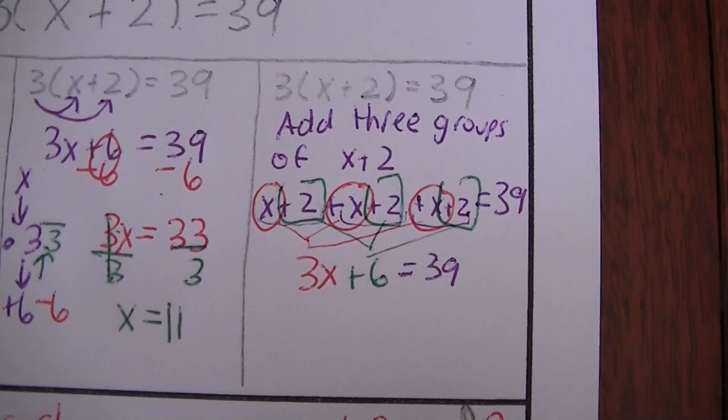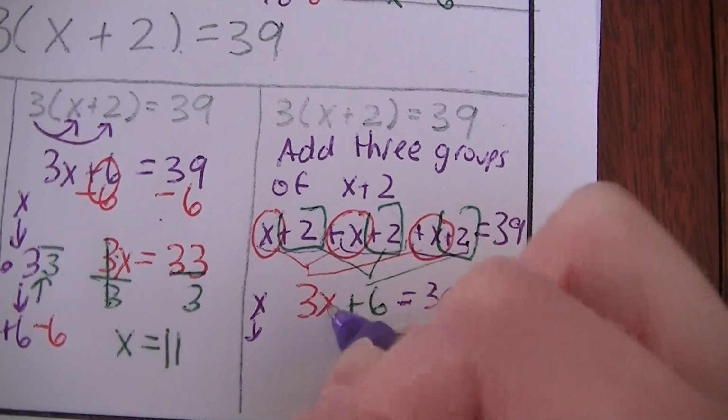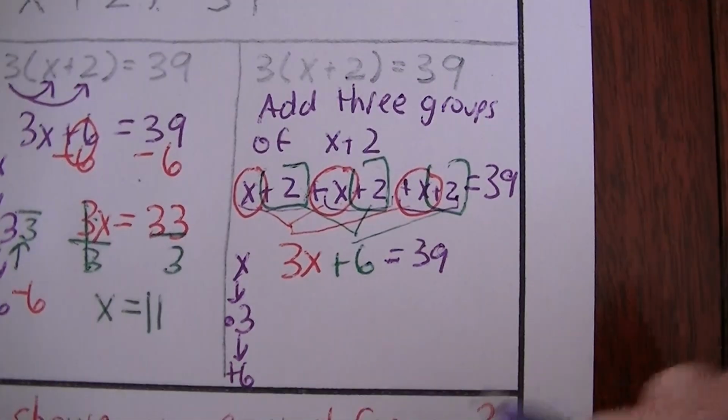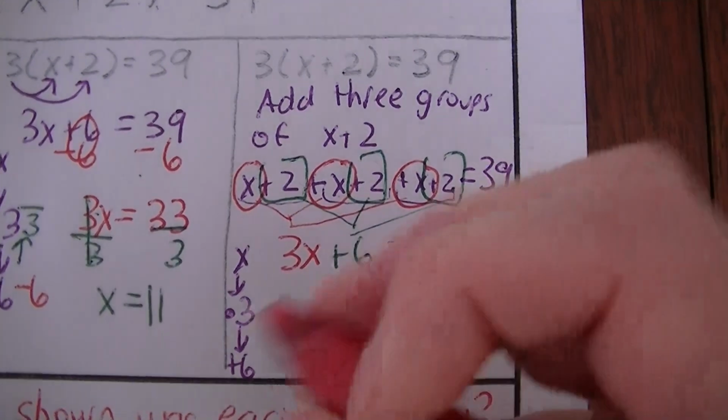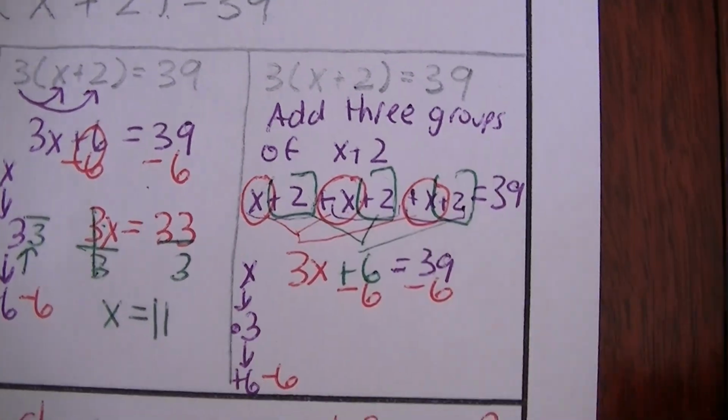Okay, now that it's all simplified, go ahead and build it. Start with x, then we multiplied it by 3, then we added 6. So the inverse operation of adding 6 is to subtract 6. You're going to do that to both sides of that equal sign.